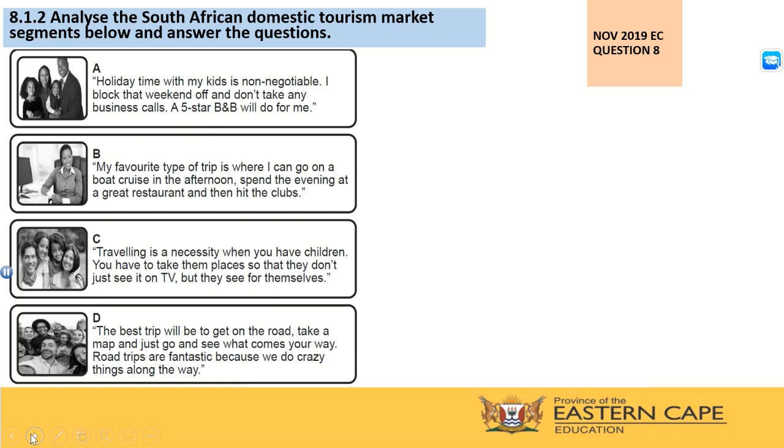The third domestic tourism market segment on the screen is C. The statement given is: "Traveling is a necessity when you have children. You have to take them places so that they don't just see it on TV, but they see for themselves." Please note the people in the image. And finally, D. Take a look at the people in the image there, and the statement that is given: "The best trip will be to get on the road, take a map, and just go and see what comes your way. Road trips are fantastic because we do crazy things along the way."